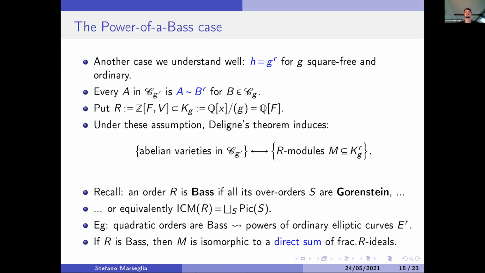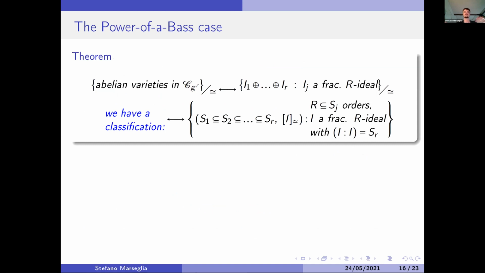So if R is bus, the modules that we have above, so these modules inside K_G to the power R, are all isomorphic to a direct sum of fractional ideals. So they all split. So let's write it in terms of Abelian varieties. We have a bijection between the isomorphism classes of the Abelian varieties in this isogeny class and direct sums of R fractional ideals. And moreover, we have a classification.